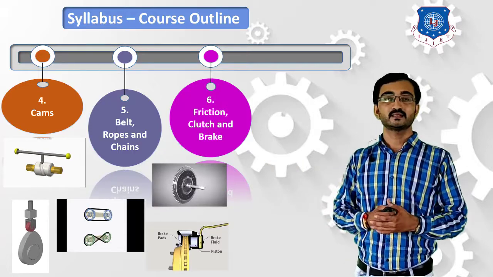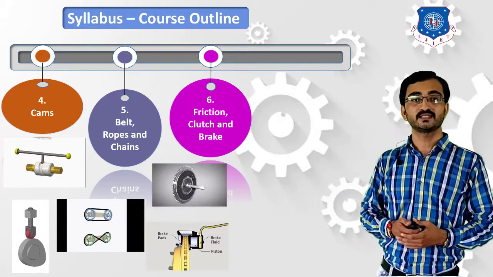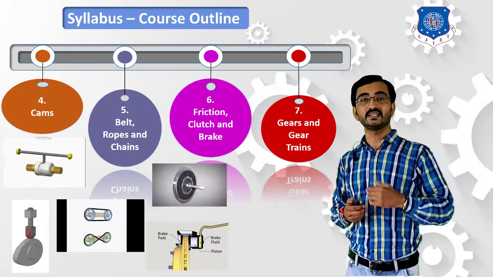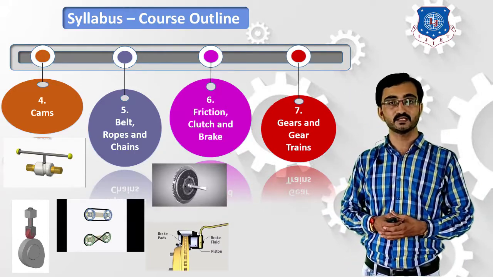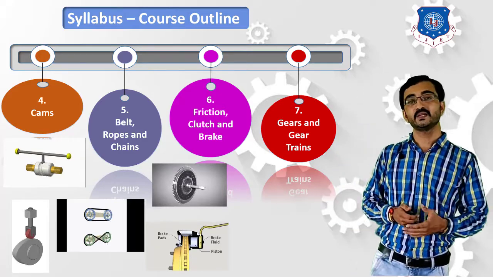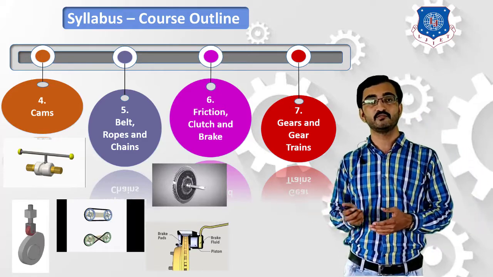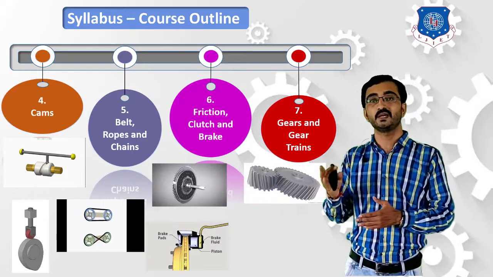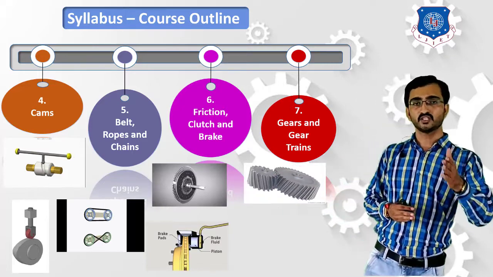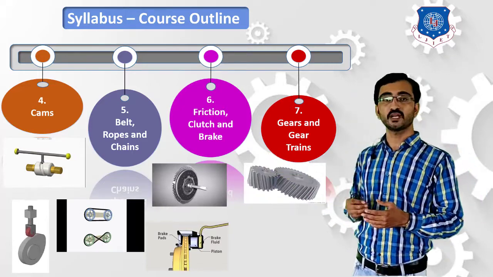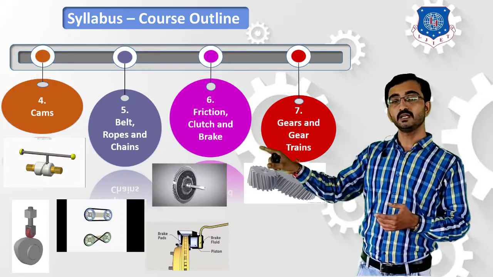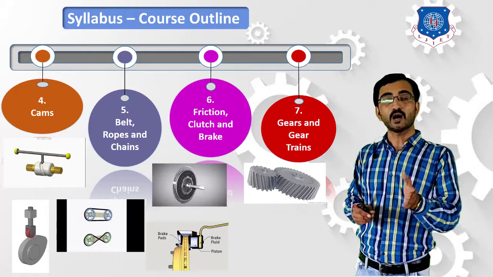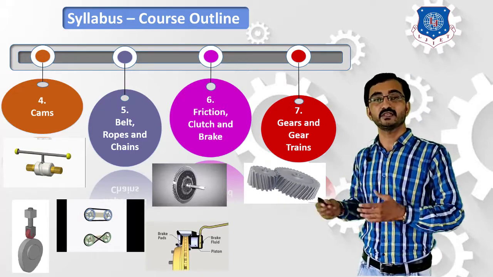Now after learning these components, the last chapter of this syllabus is gears and gear train. Gears are again used for power transmission. In this chapter you will learn different types of gears such as spur gear, bevel gear, and helical gear. In this diagram you can see the power transmission from the pinion to the gear.